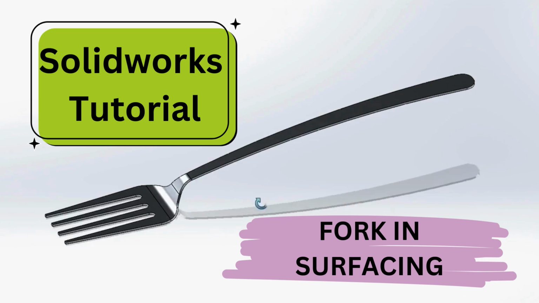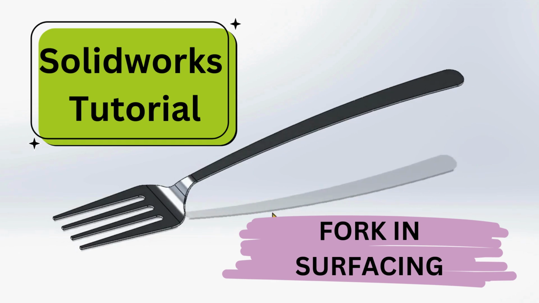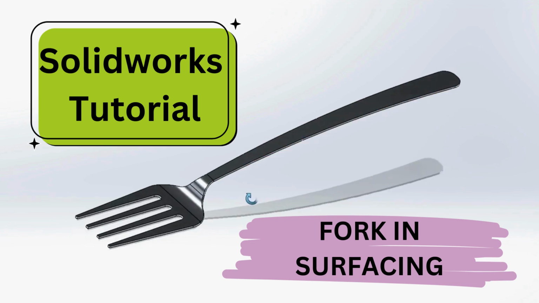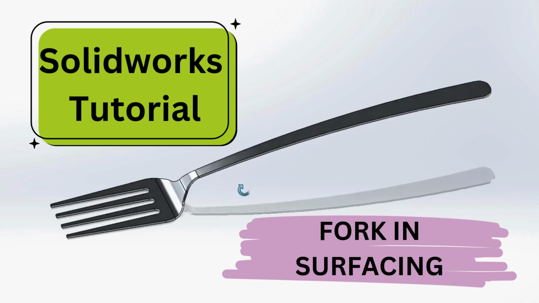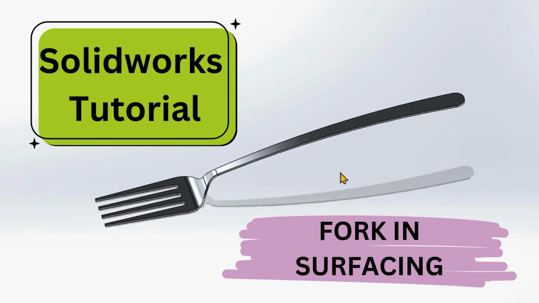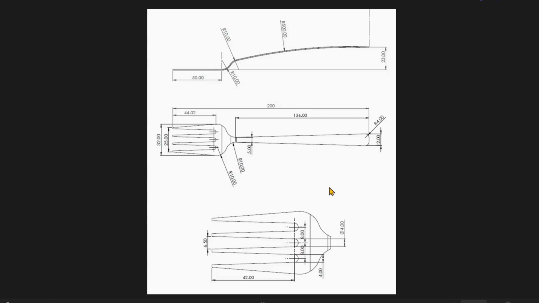Today we are going to design this simple fork using the surface features of SolidWorks. Here we will use some surface features to create a 3D model of this fork. Let's start to create the simple fork. For creating the 3D fork, we will use this 2D drawing.